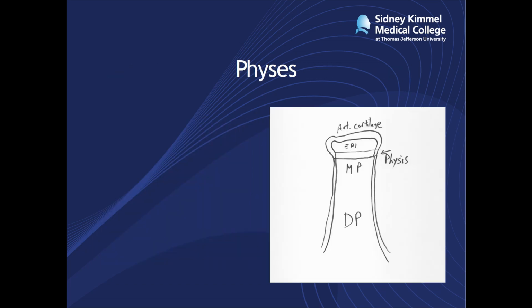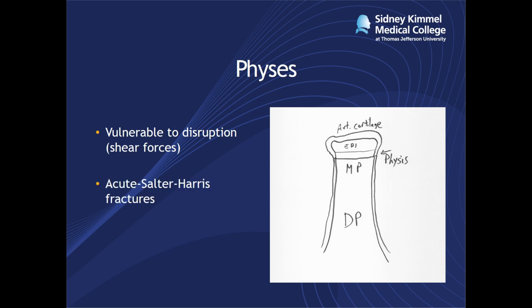Now the physis here, kind of the engine room where bone is developed, a very vascular region. It's vulnerable to disruption, especially from shear forces. In an acute setting, you're going to have your Salter-Harris fractures. I don't want to spend too much time going through every single one of these Salter-Harris classifications.